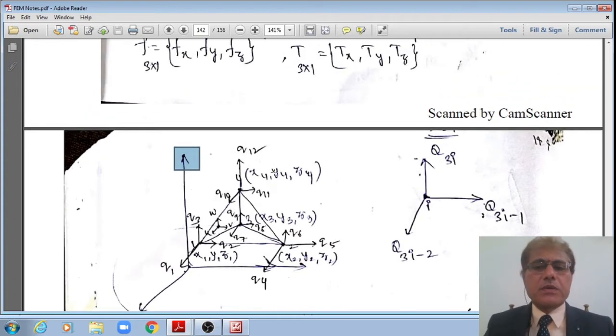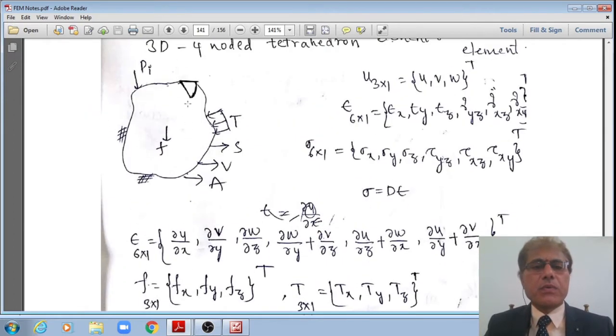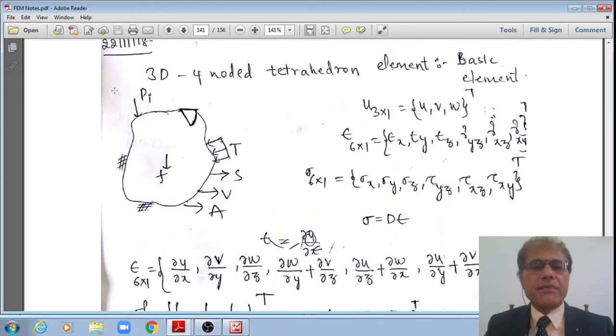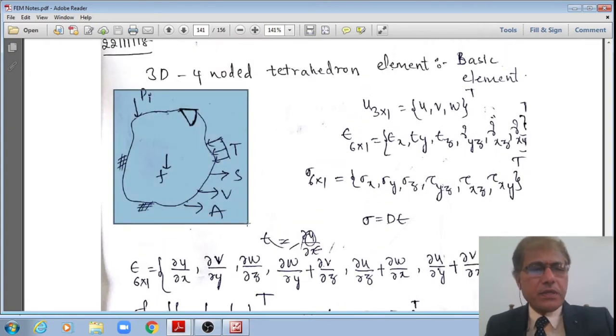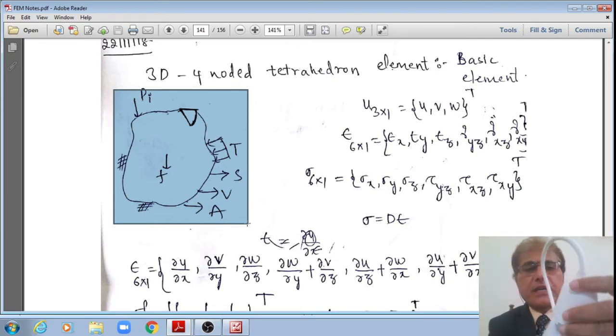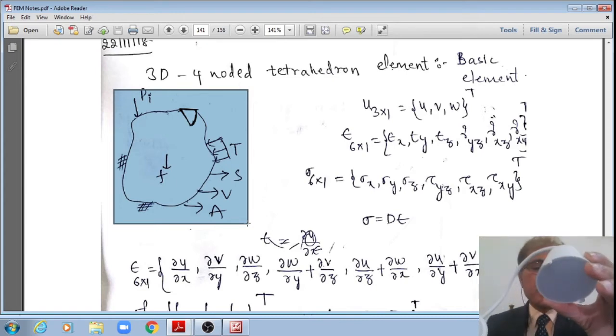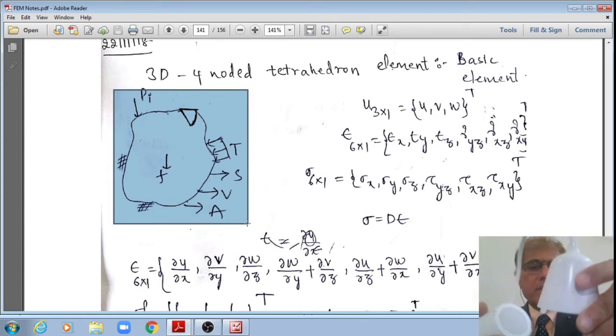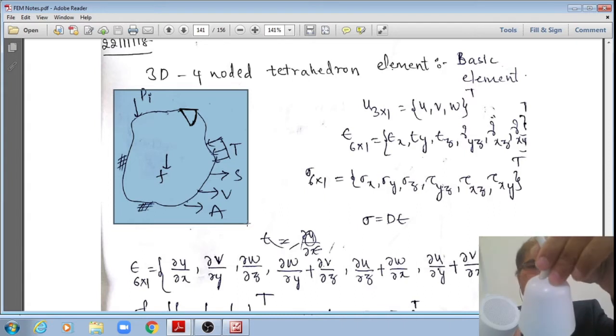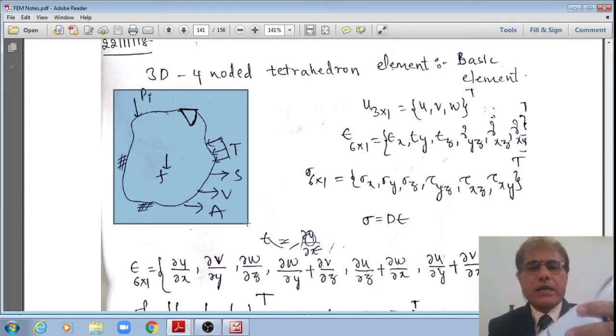Now I'll take one element from this 3D continuum. This is a 3D continuum actually, out of which I'm just taking one element like this, which is a 3D four-noded tetrahedron, right?